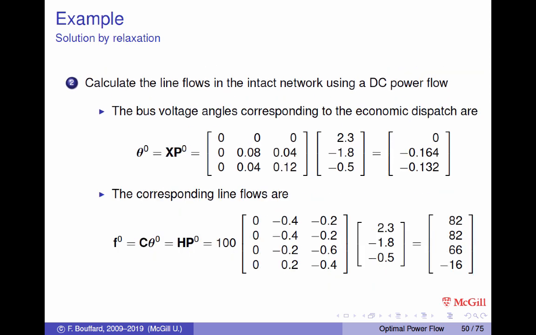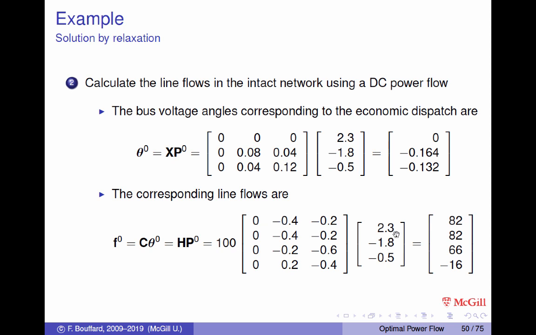Okay, so let's do that. Here we're going to find the voltage angles. Although this is not necessary, we can actually go straight from the injections, P0, to find the pre-contingency, or pre-fault, line flows. Here 100 is there to signify the power base.